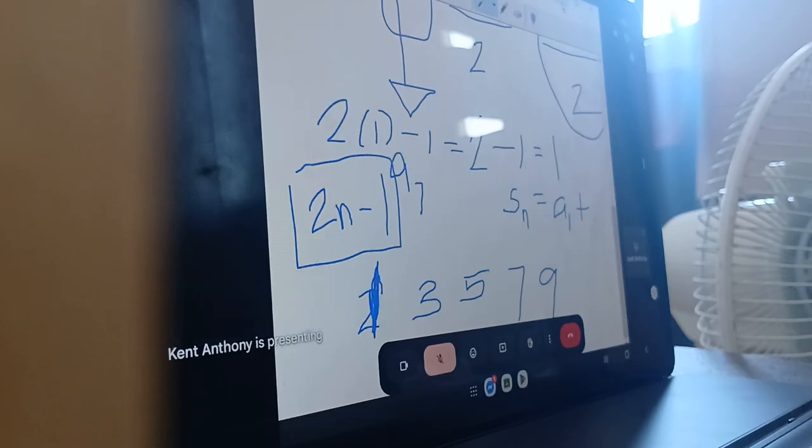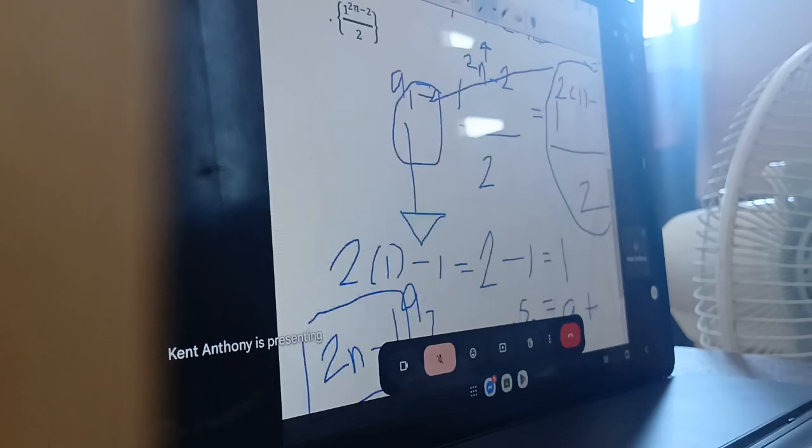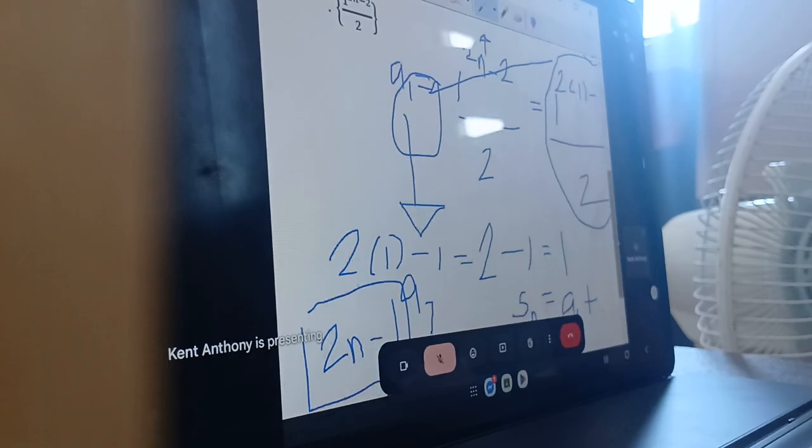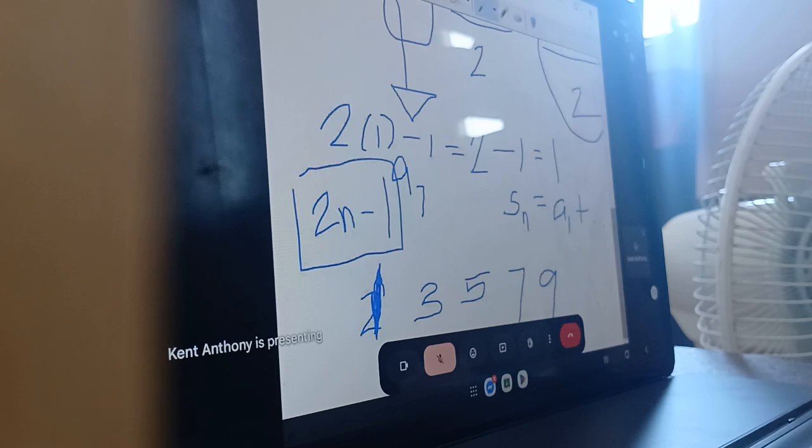Sir, how do you get 2n minus 1? Okay, that's a good question. As you can see the pattern, it is 1, 3, 5, 7, 9. Actually, there's no definite way of solving this aside from trial and error. The asset here is knowing how familiar you are with the numbers. Remember, a sub 1 means we substitute 1.